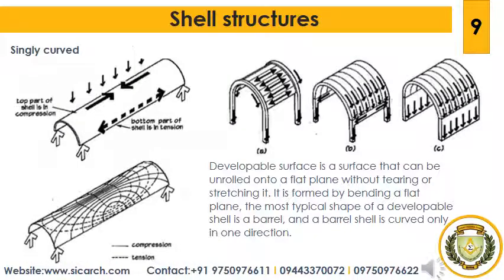So next is developable surfaces, or singly curved. A developable surface is a surface that can be unrolled onto a flat plane without tearing or stretching it. It is formed by bending a flat plane. The most typical shape of a developable shell is a barrel, and a barrel shell is curved only in one direction. So we will see about barrel.